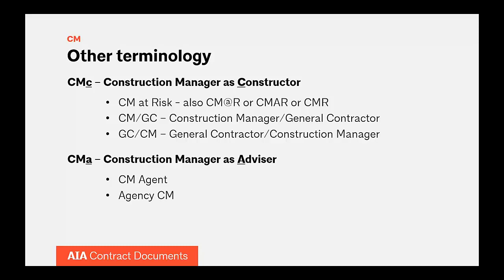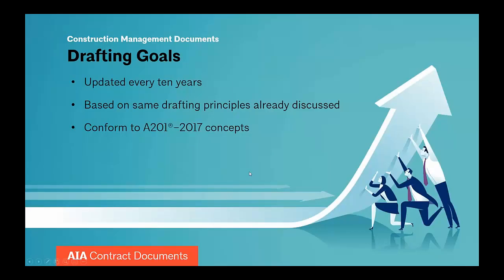AIA often receives calls asking whether there is a CM at risk set of documents. And for us, CM at risk is just one of the forms of CMC, with the at risk meaning that there's a GMP cap on the contract sum. Next, Susan will be going to describe the approach that AIA uses to draft and update their forms and agreements.